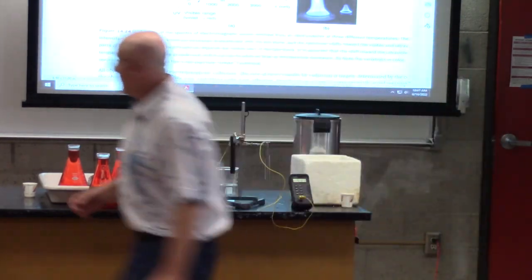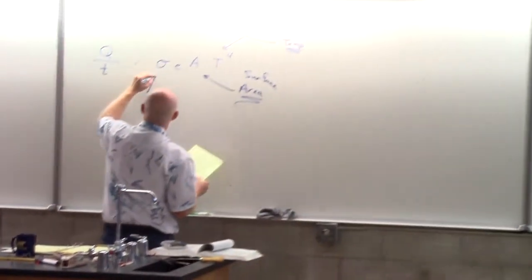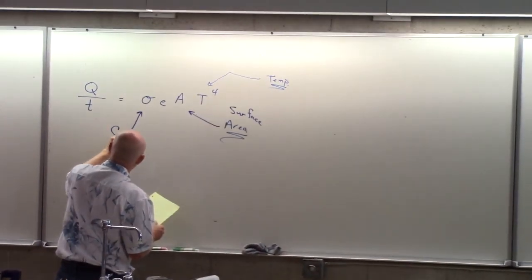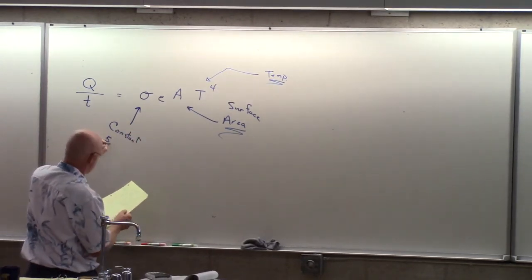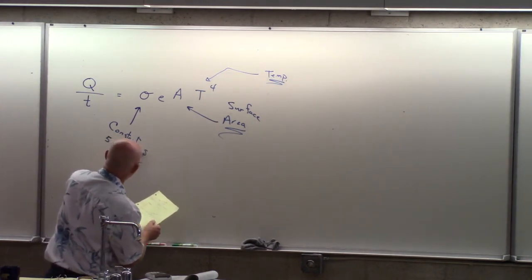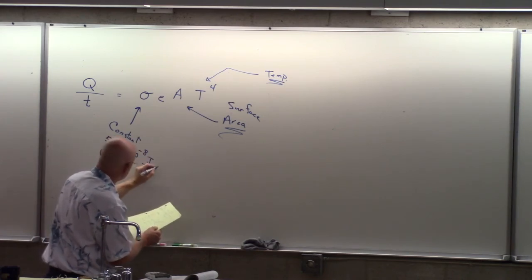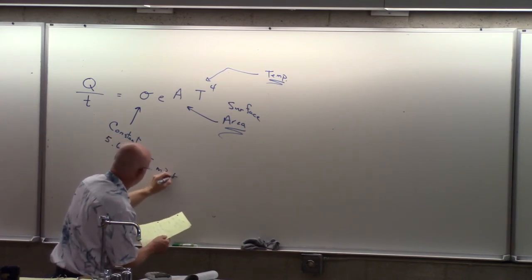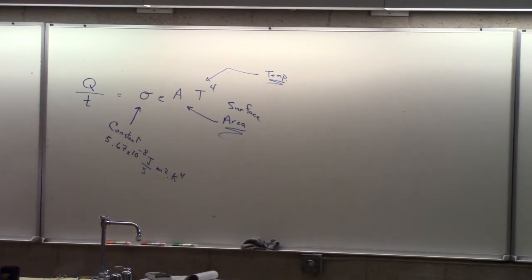All right. Now, these other two is just a constant. This is called Stefan's constant. And this number is 5.67 times 10 to the minus 8 joules per second, meters squared, Kelvin to the fourth, to make all the units work out. And so as you do some examples here, we'll do that.